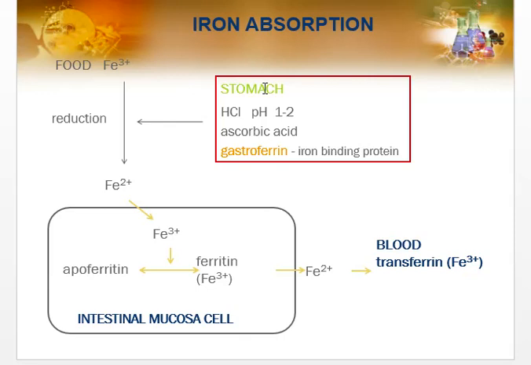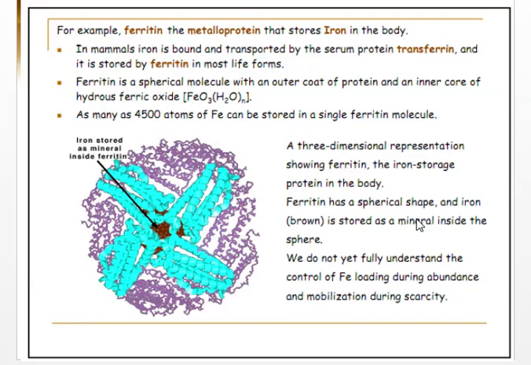At last, in the stomach, you know that in the stomach we have an acidic medium, which has a pH of 1-2. Then we have ascorbic acid and the gastroferrin, an iron binding protein. For example, ferritin, the metalloprotein that stores iron in the body. We said that in mammals iron is found and transported by the serum protein transferrin, and it is stored by ferritin in most life forms.